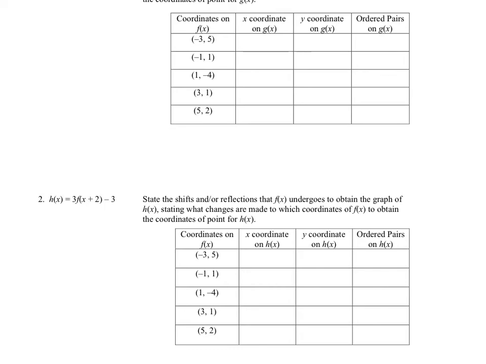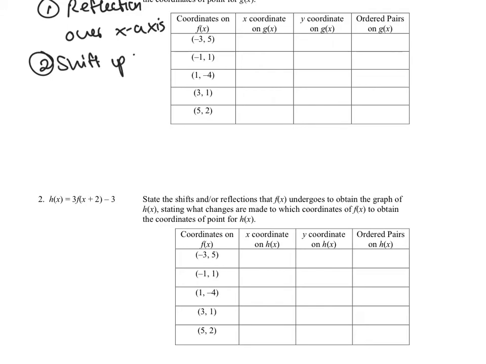So we're going to state the shifts and reflections that f of x undergoes to obtain the graph of g of x, stating what changes are made to which coordinates of f of x to obtain the coordinate points for g of x, okay? Now, first thing I'm going to do is figure out what is happening in g of x. So we have a negative sign that is outside the function, so that means we're going to have a reflection over the x-axis, okay? And then we're adding 2 to the outside, so we are going to shift up 2. So our xy coordinates will be x, negative y, because of reflection over the x-axis, plus 2, okay?